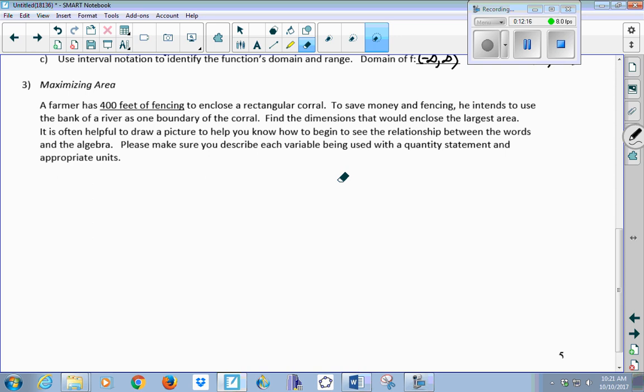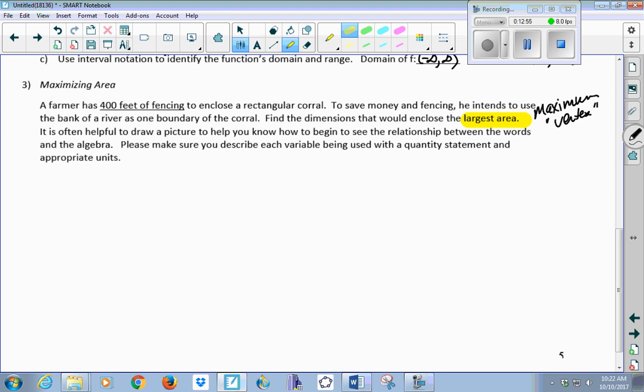To save money in fencing, he intends to use the bank of a river as one boundary of the corral. Find the dimensions that would enclose the largest area. Boom, right there. When I see the word largest, I think maximum. And when I think of maximum, I think of vertex. So anytime you're reading things about largest, biggest, most, least, smallest, you should be thinking max or min, your vertex.